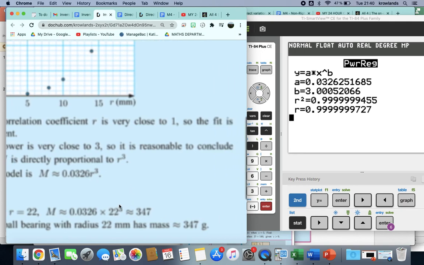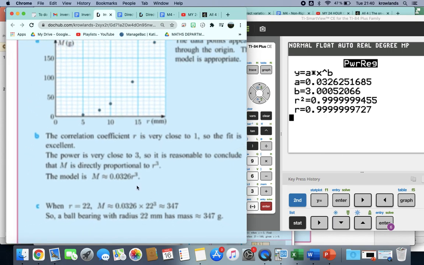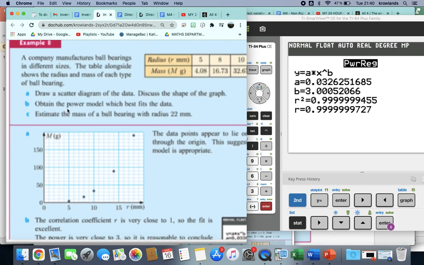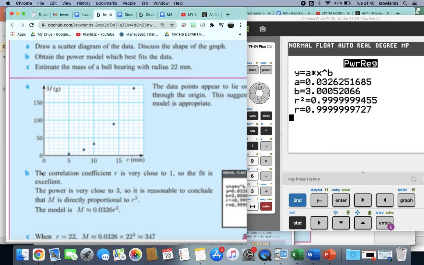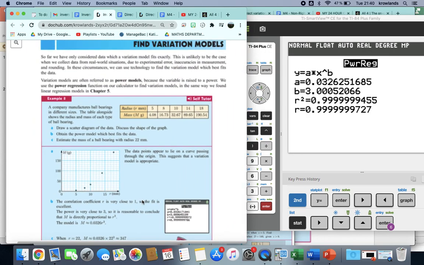Our answer is 347. Last but not least, it says to talk about whether this model is good. You should justify it. The correlation coefficient R is very close to 1.